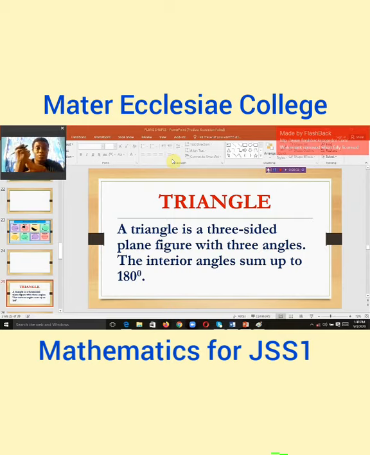So what's a triangle? We're already conversant with triangles. We know what triangles are. We have seen triangles before. We have drawn one before. But what's a triangle? A triangle is a three-sided plane figure with three angles. That's a textbook definition of a triangle. From the word tri, which means three. So triangle, a shape that has three angles.